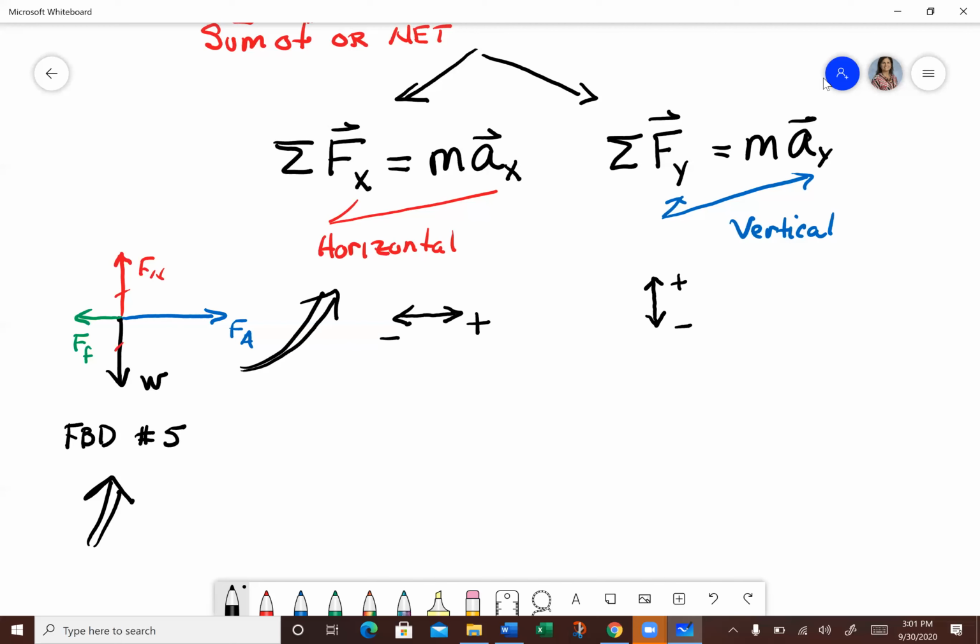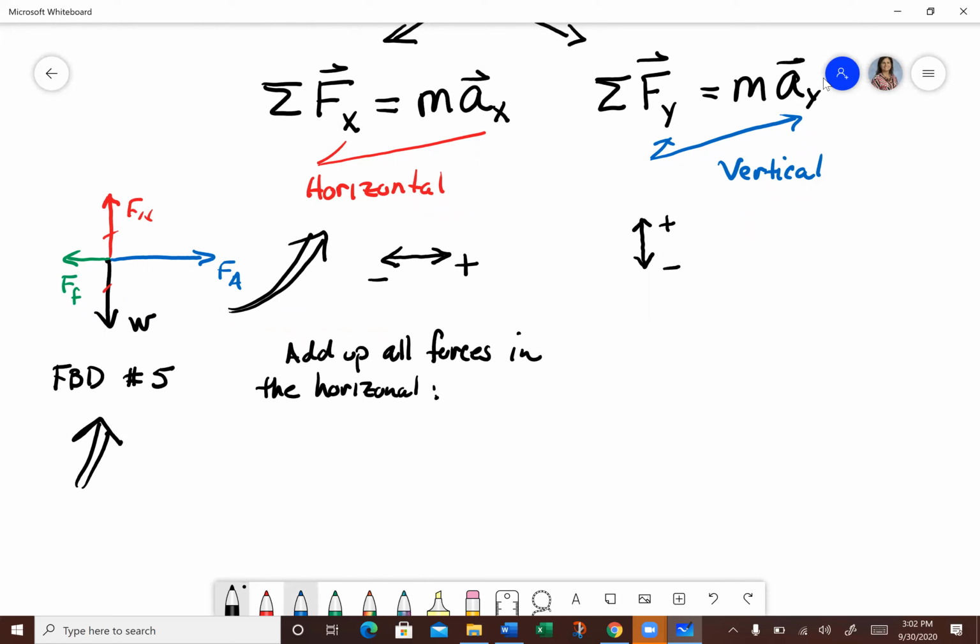So what I'm going to do is add up all forces in the horizontal. Newton's equation for this picture would look like this. I would say my force applied, right, plus my force of friction, but it's in the negative direction, equals mass times acceleration. Acceleration is a vector quantity. I can drop the vector symbol here because I accounted for the positives and negatives, or you can keep it on, up to you. But by putting in the negative and this one being a positive, I did account for that direction. So that's how Newton's equation fits my picture.